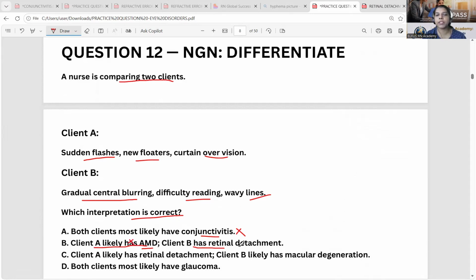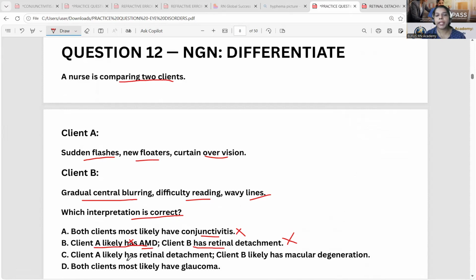The client B has retinal detachment, but client B is saying about gradual central blurring, difficulty reading, and wavy lines. The given symptoms are not related with the retinal detachment. In retinal detachment, the sudden feeling of flashes of light, floaters, and a curtain over the vision are the significant problem. Here the client is saying gradual central blurring. Central vision loss occurs in macular degeneration only, not in retinal detachment. So we can eliminate option B also.